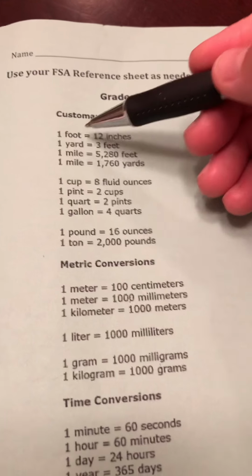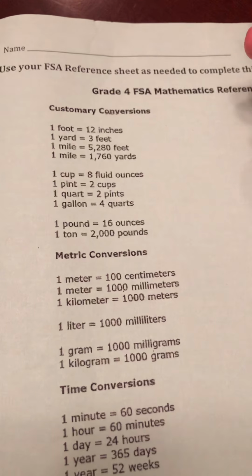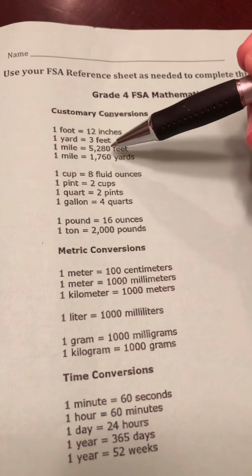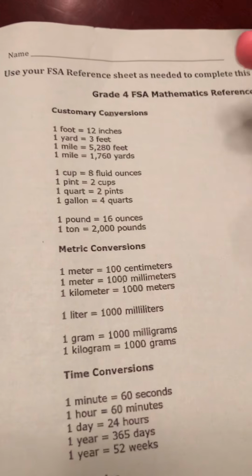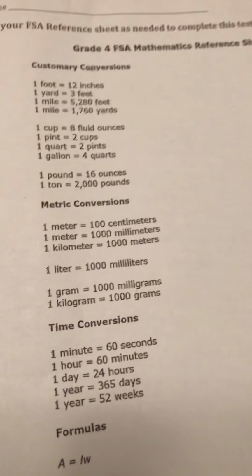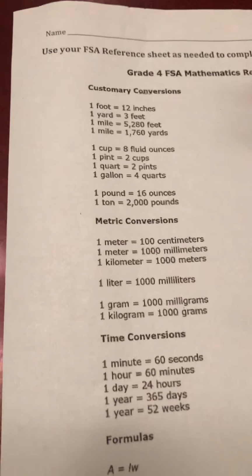For example, I have 1 foot is equal to 12 inches, 1 yard is equal to 3 feet. I don't have how many inches are in a yard here, but students could figure out that if 1 foot is 12 inches and there are 3 feet in a yard, 36 inches would be in a yard. So there are some things that they might have to apply a little bit of extra understanding to be able to do. There's a few more down here too.